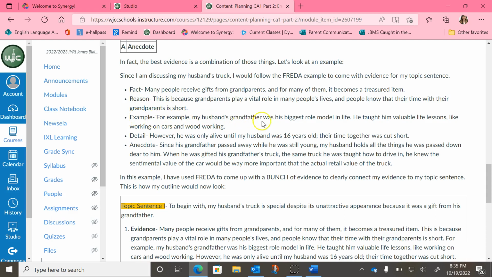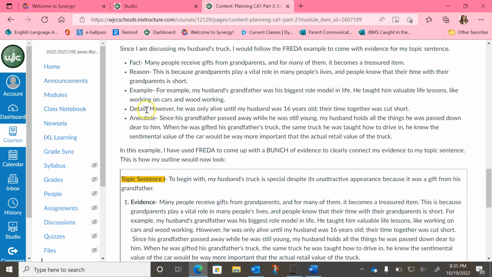For example, my husband's grandfather was his biggest role model in life. He taught him valuable life lessons like working on cars and woodworking. Provide some details. However, he was only alive until my husband was 16 years old. Their time together was cut short. And then I can wrap up my evidence with an anecdote. An anecdote is a story, a personal story.